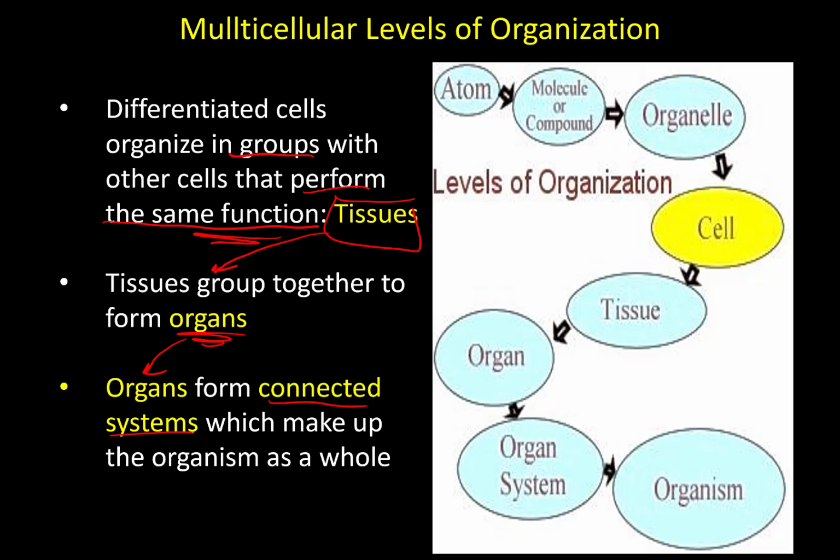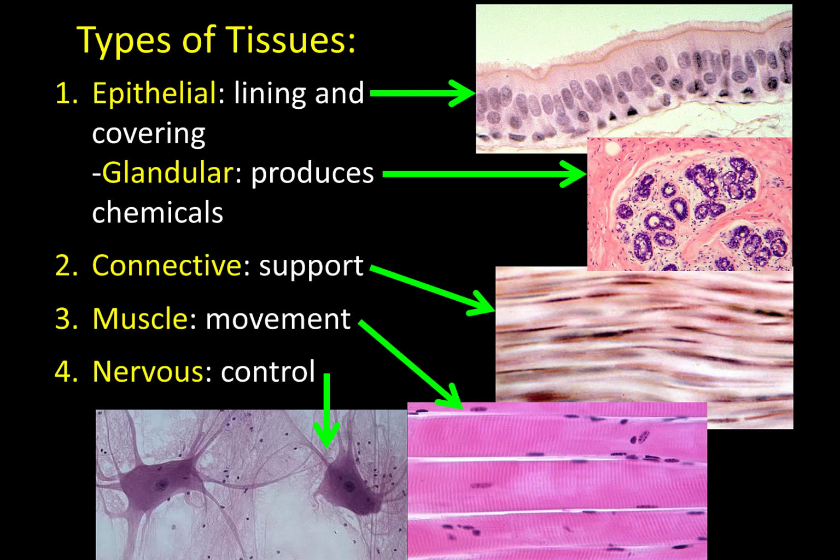And our lectures from this point forward in the semester will focus on these organ systems. There are four major types of tissue, four big categories. Epithelial tissue, which is responsible for lining the insides of hollow structures in the body, or for covering the outsides of hollow structures in the body.